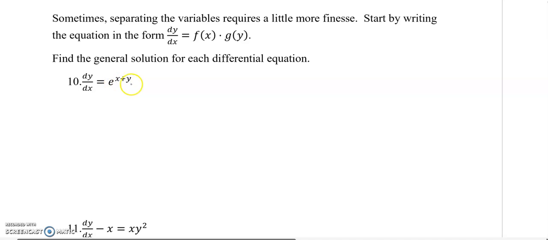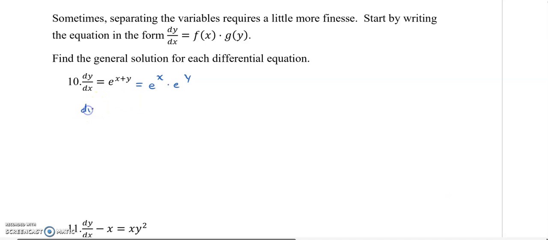But we can turn this into a multiplication problem, right? e raised to the x plus y is the same thing as e raised to the x times e raised to the y. And if we do that one simple step, then we suddenly see, oh, f of x equals e to the x and g of y equals e to the y. And we now have a separable equation.